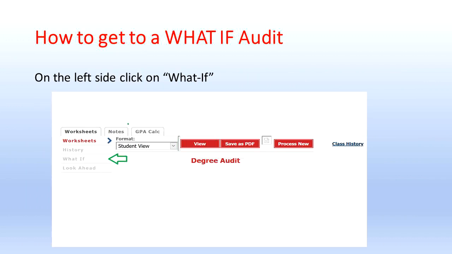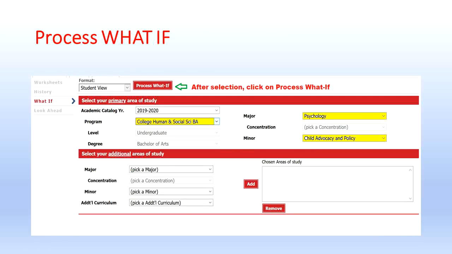To access this function, you will click on the What If tab located on the left-hand side under your Worksheets tab. Under the primary area of study, you will then choose the program you are interested in. Each college and their degree listing is shown in the program section.